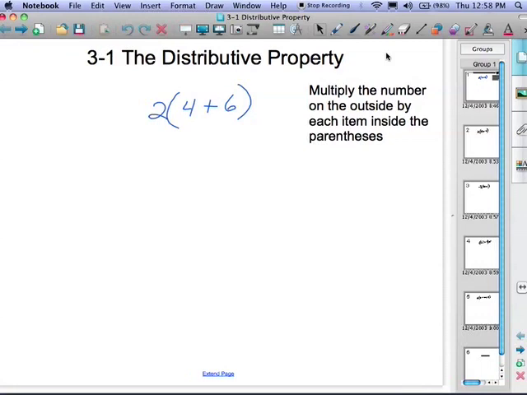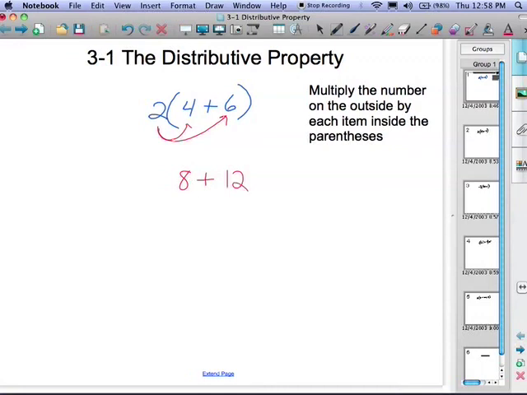On the right-hand side, typed in black, multiply the number on the outside of the parentheses by each item inside the parentheses. So, if we have 2 times 4 plus 6, we're going to multiply the 2 by the 4, and 2 times 4 is 8. Bring down the addition, and we're going to multiply the same 2 by 6 and get 12.